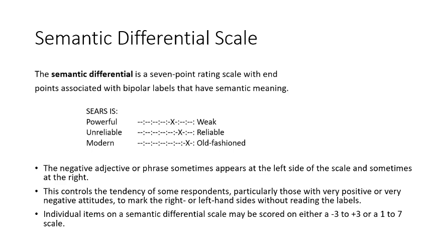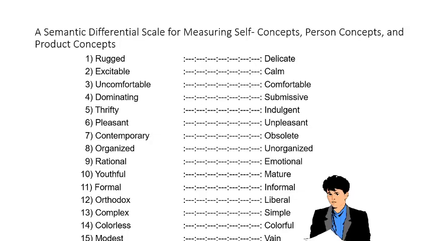This controls the tendency of some respondents, particularly those with a very positive or very negative attitude, to mark the right or left hand side without reading the labels. Individual items on a semantic differential scale may be scored from -3 to +3 or 1 to 7. It may go minus and plus, and it is bipolar from both points of view.